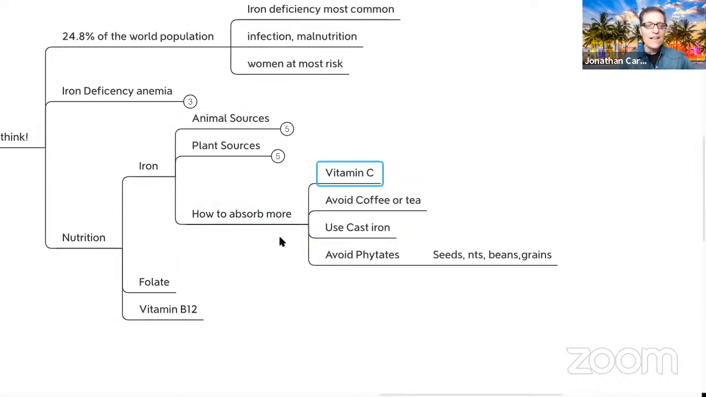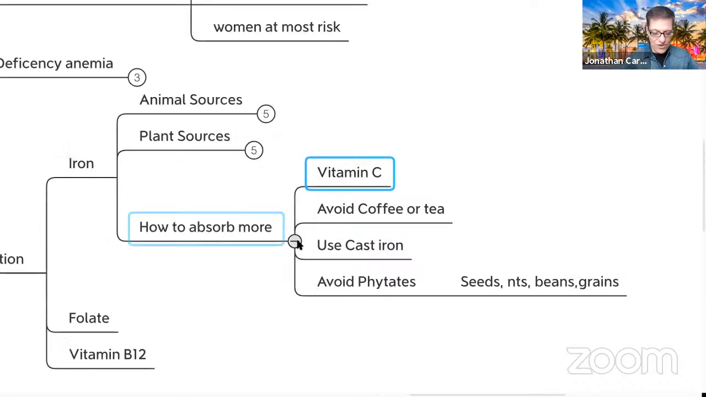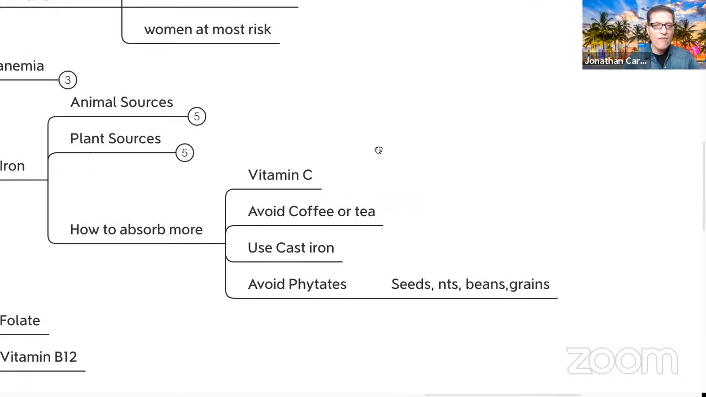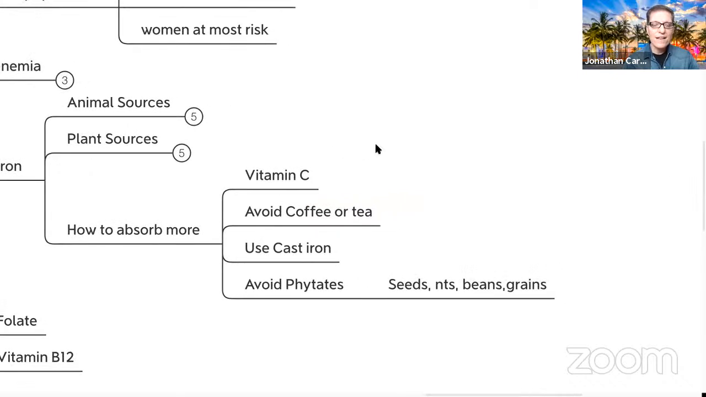And how do we absorb more? One of the old-fashioned ways of absorbing more is actually to take vitamin C. Vitamin C improves the absorption of iron in the intestine. So you're going to absorb the iron from your sources, either animal or plant, if you take a dose of vitamin C. Of course, I'm in favor of almost everyone taking a vitamin C supplement.